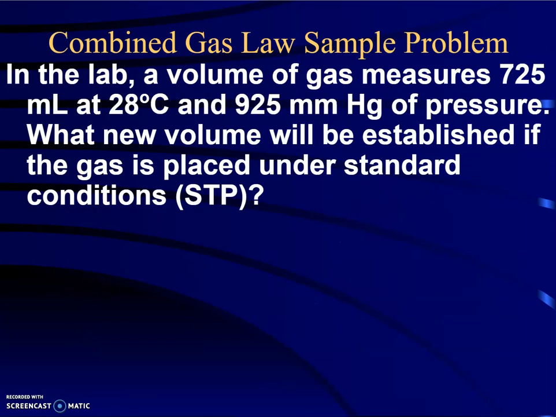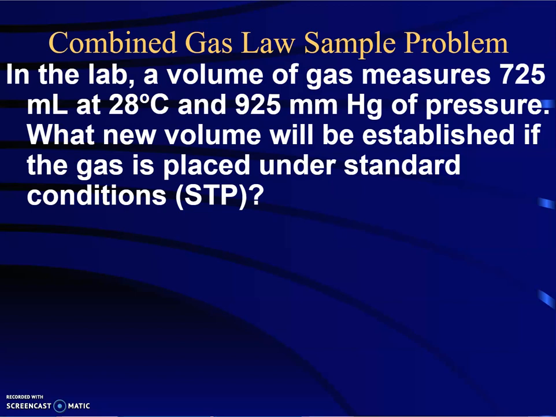So next we will see a sample problem for the combined gas law. This problem says, in the lab, a volume of a gas measures 725 milliliters at 28 degrees Celsius and 925 millimeters of mercury of pressure. What new volume will be established if the gas is placed under standard conditions? Standard conditions means STP, standard temperature and pressure.